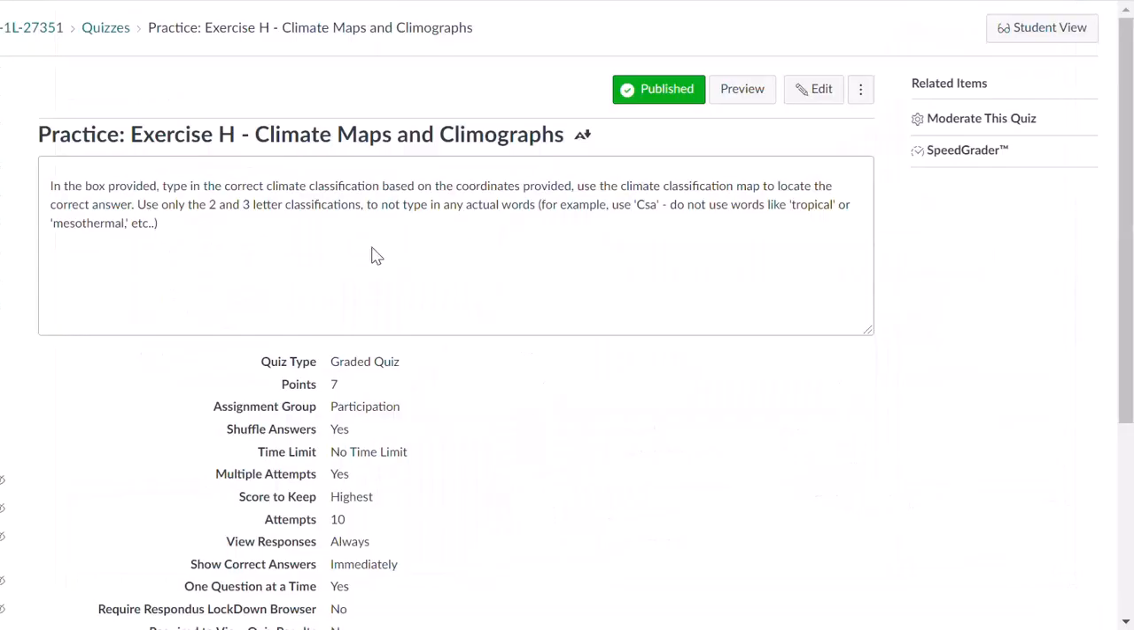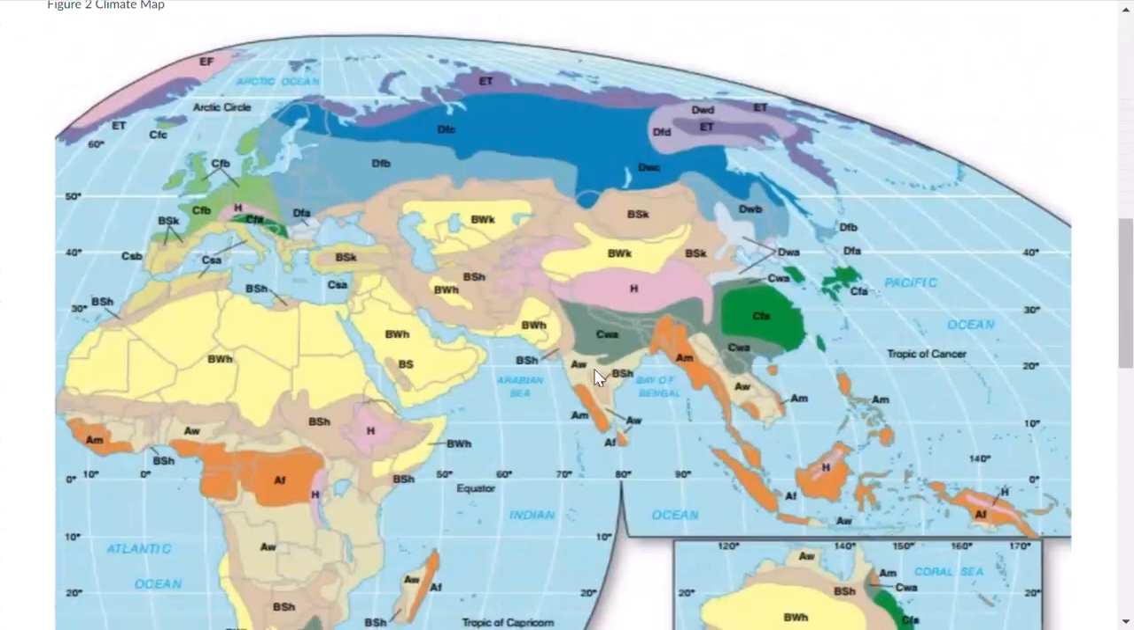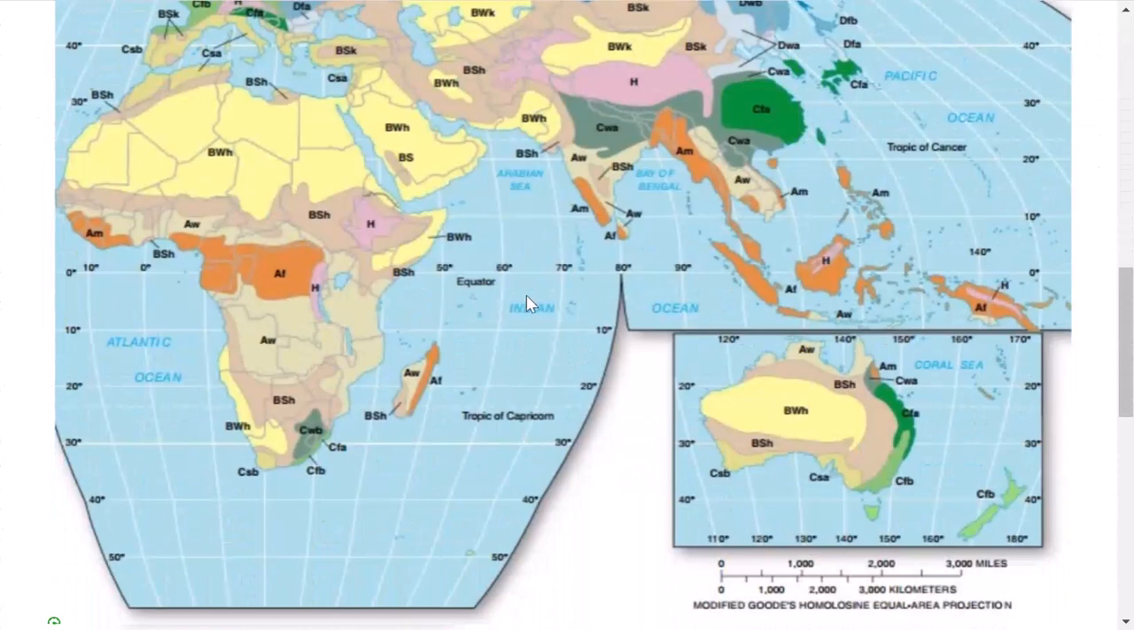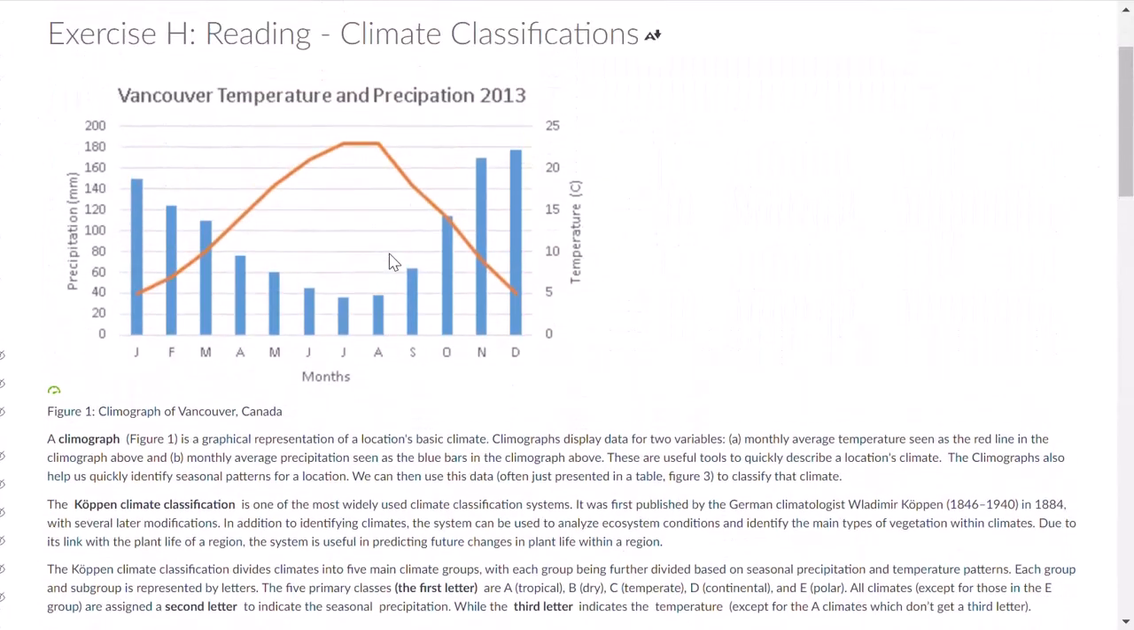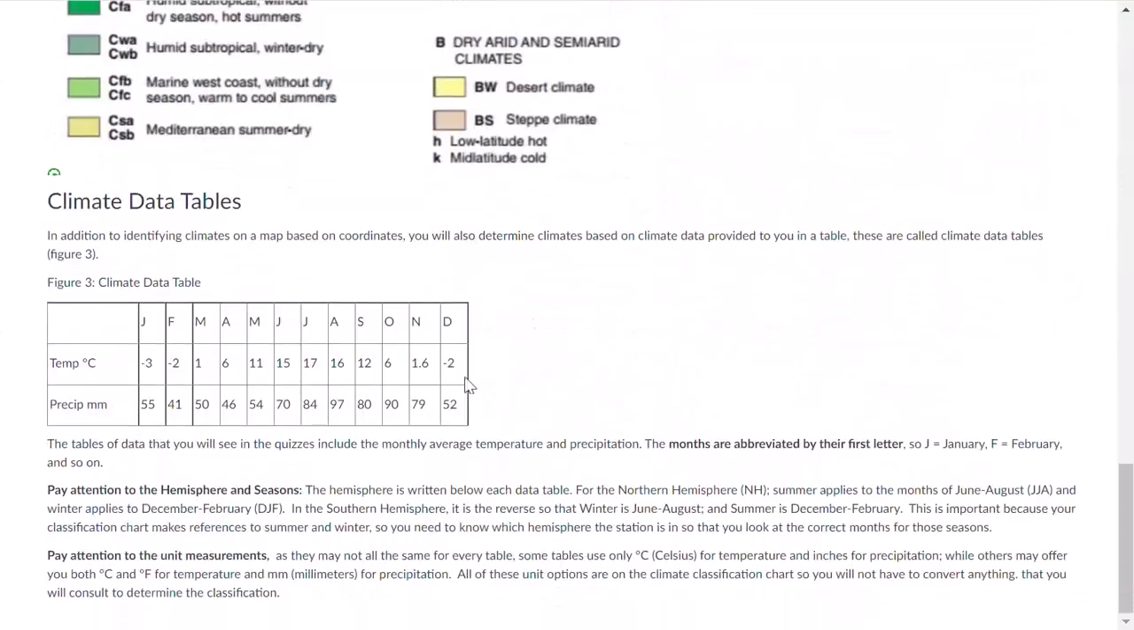So again, preparing for practice, or part 1, exercise H, all you really need to know is how to use your latitude and longitudinal systems, as well as be able to read the information off of these graphs using the unique climate tables that will be attributed to each one of those.